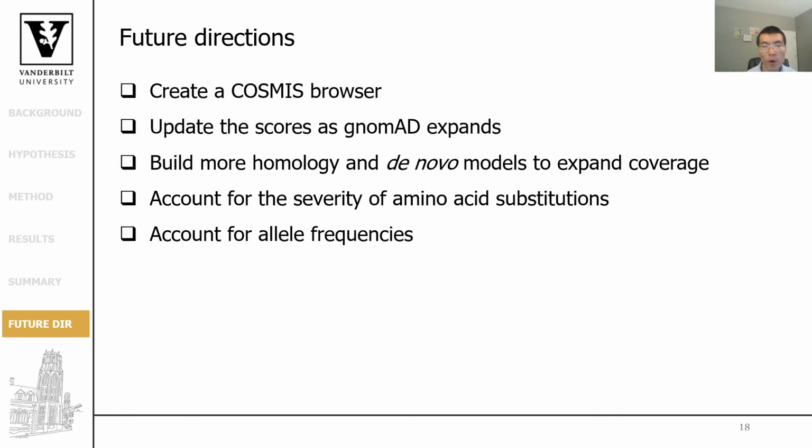In the near future, we will create a browser for interactive exploration of COSMIS scores in 3D structures. We will also update the scores as gnomAD expands. And to further expand the coverage of the framework, we will build more homology and de novo models. And to account for severity of amino acid substitutions and allele frequencies, we will likely develop a new formulation of the score and test to see if it will further increase the performance of the score.